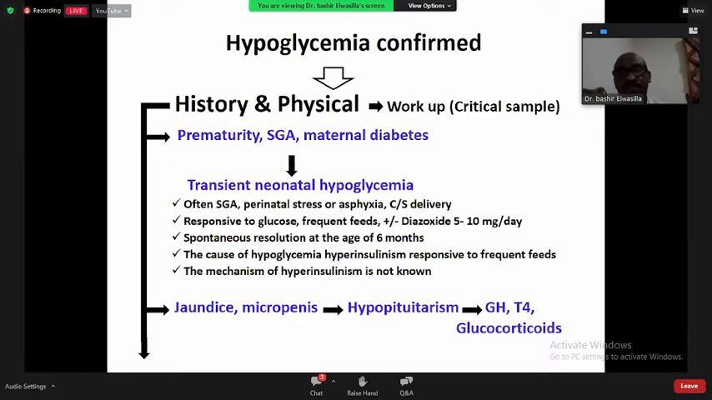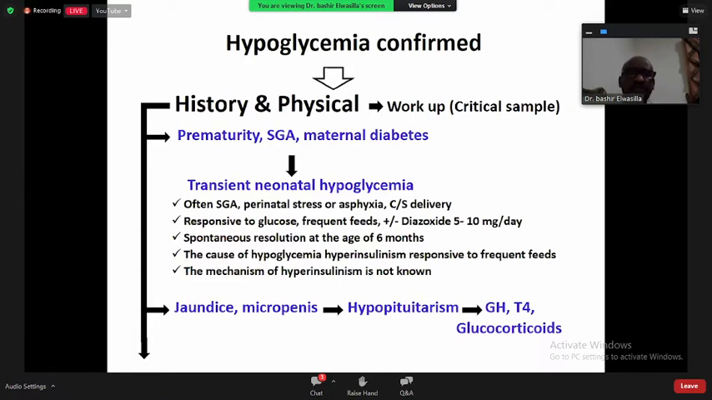Continue history and physical examination, and at the same time take a critical blood sample, which is usually taken during the time of hypoglycemia. If you didn't take the first sample after the first attack of hypoglycemia, the next hypoglycemic episode should be taken as a chance to take this critical sample, and that will come later.